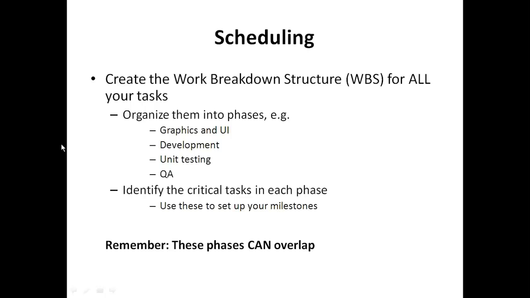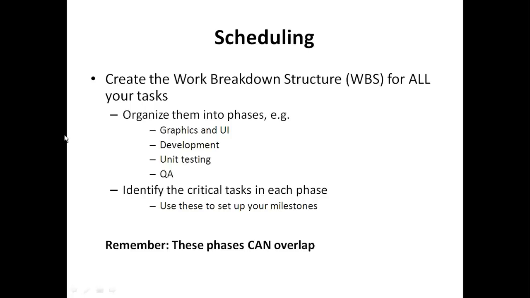Organize all the tasks that we have made into phases. For example, graphics and UI is one phase, creation of graphics and UI. The next phase is development. Then we have a phase for unit testing. Then we have a phase for testing and QA. Once we have done organizing them into phases, after that we start identifying the critical tasks in each phase.